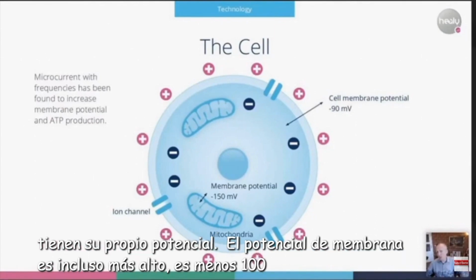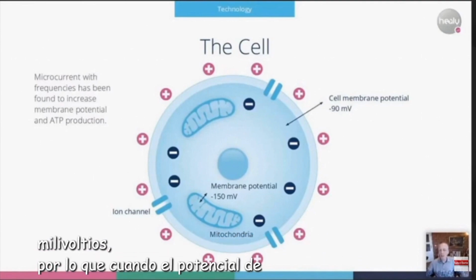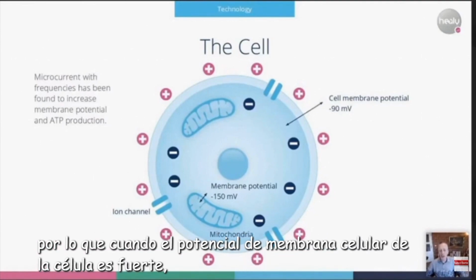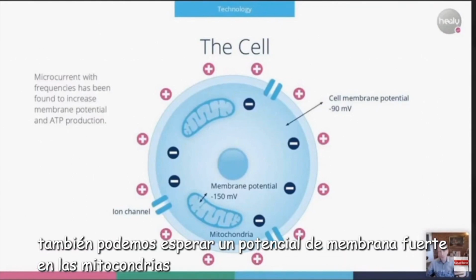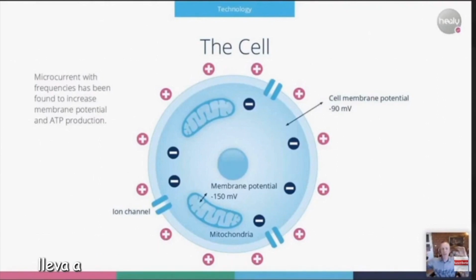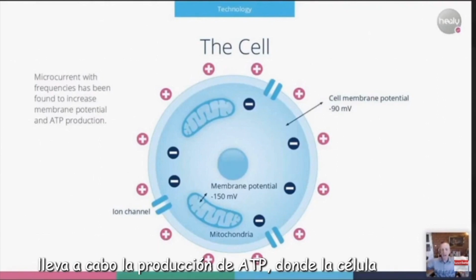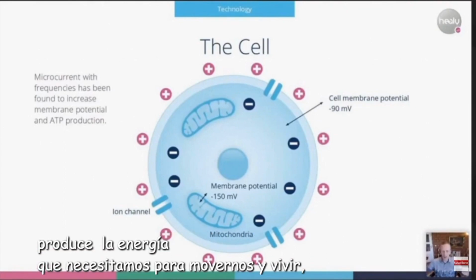It's minus 150 millivolt. So when the cell membrane potential of the cell is strong, we can also expect a strong membrane potential at the mitochondria. And this is exactly the place where the ATP production takes place, where the cell produces the energy which we need for moving and for living.